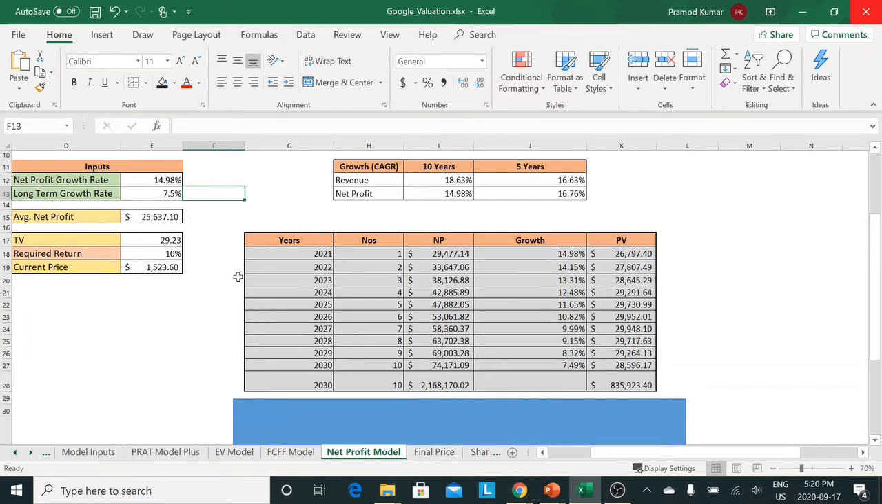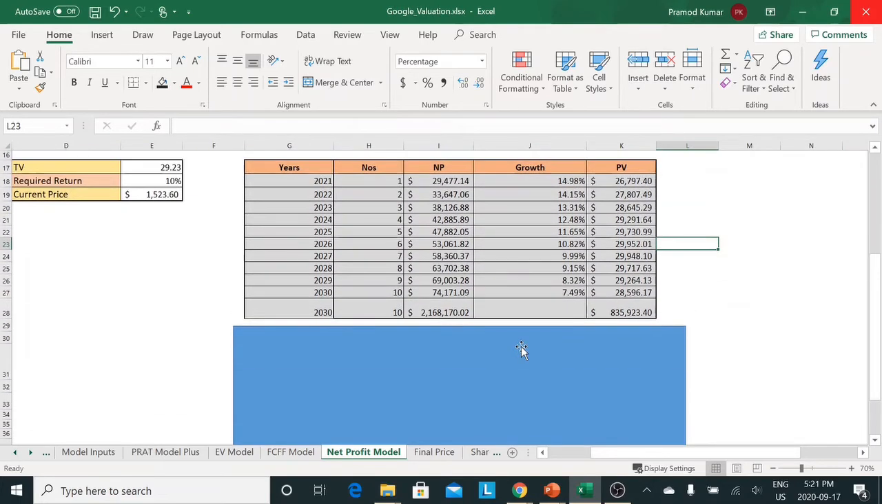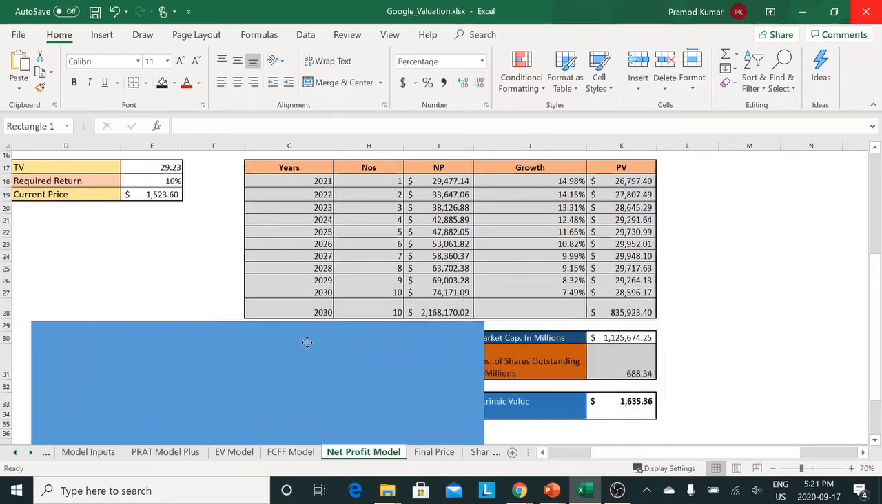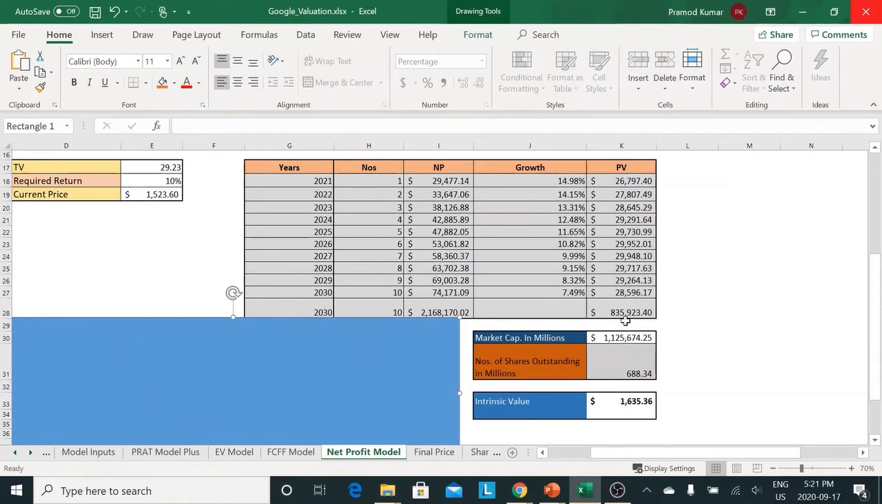So if the stock value comes below that 10% or at par, I don't want to invest in that, right? It will help me get to the fair value of the stocks. Okay, so this is the idea, and then I follow the same approach. I get the market cap in millions, divide by the number of shares outstanding, and the intrinsic value I get is $1,635 with my first model, right?